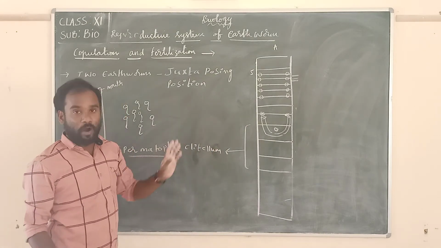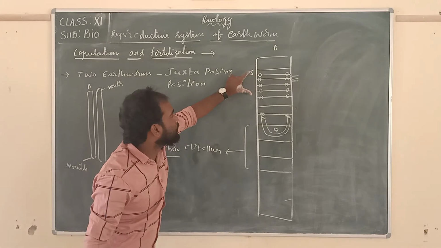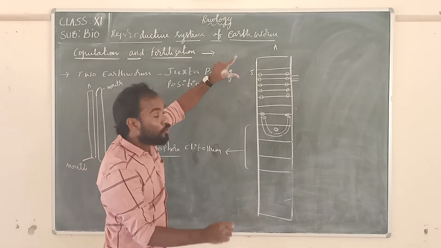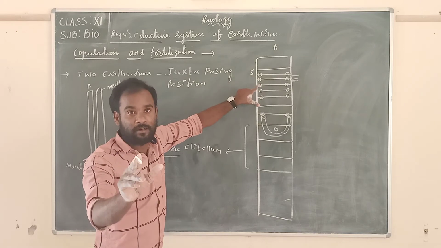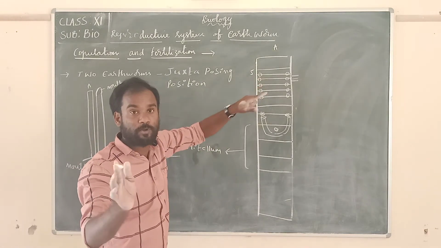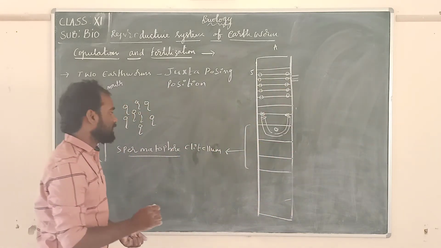Now what happens? In these spermathecal apertures, who are there? Sperms are there. Those sperms do not belong to the same earthworm; those sperms belong to the other earthworm. Now let us see what happens.